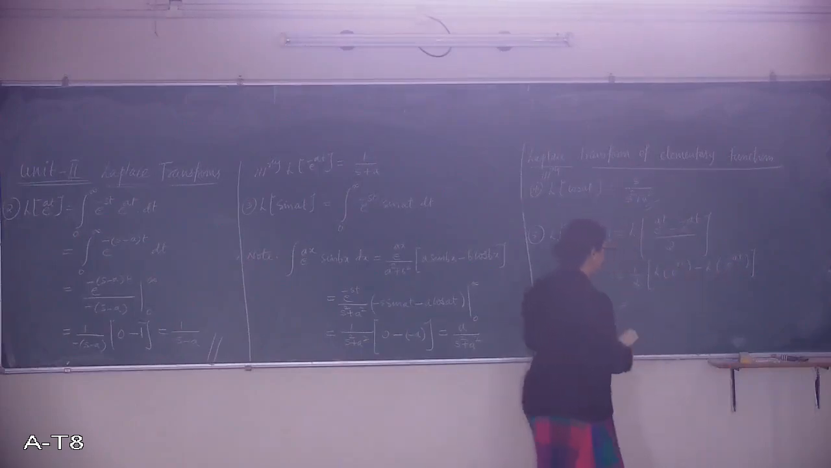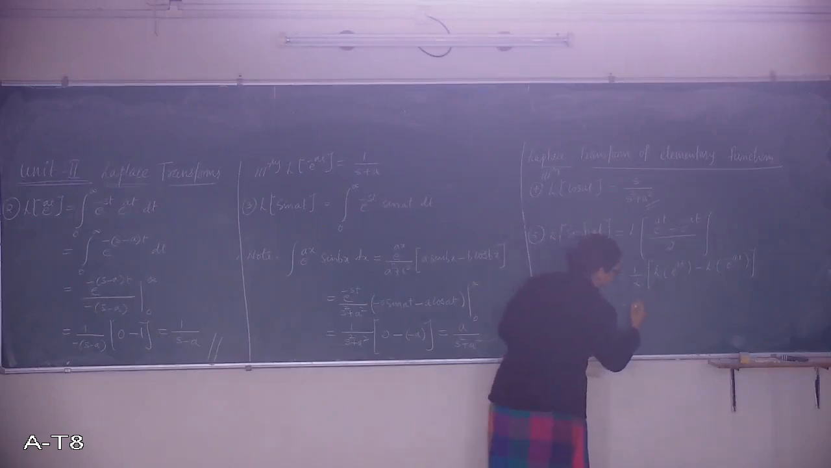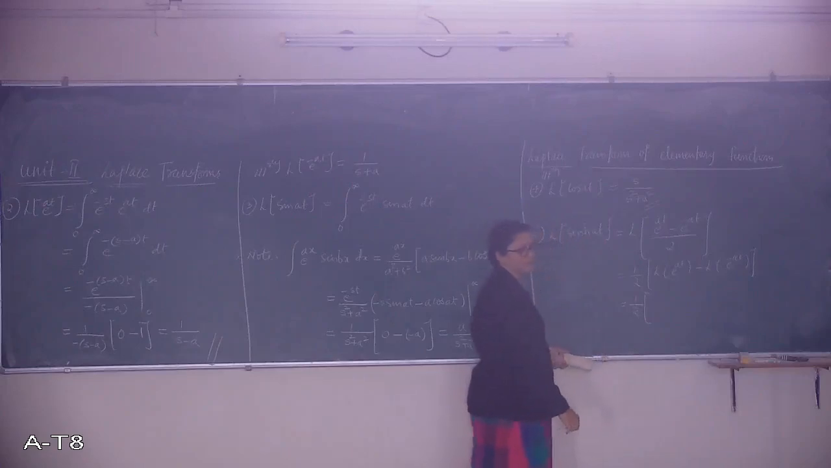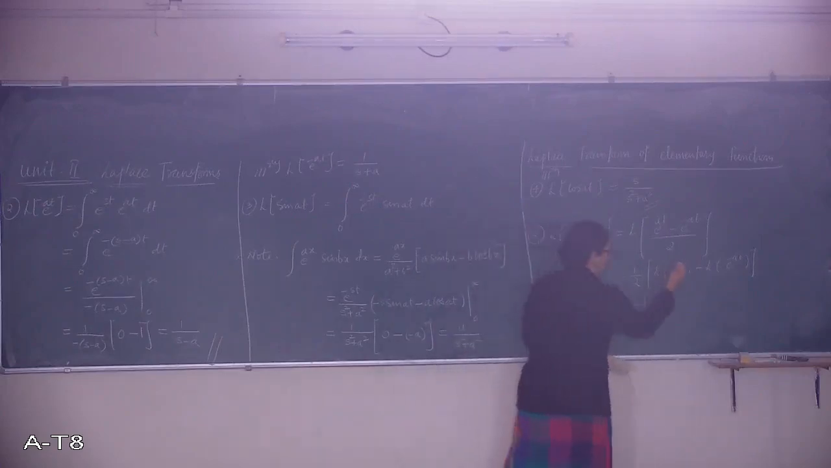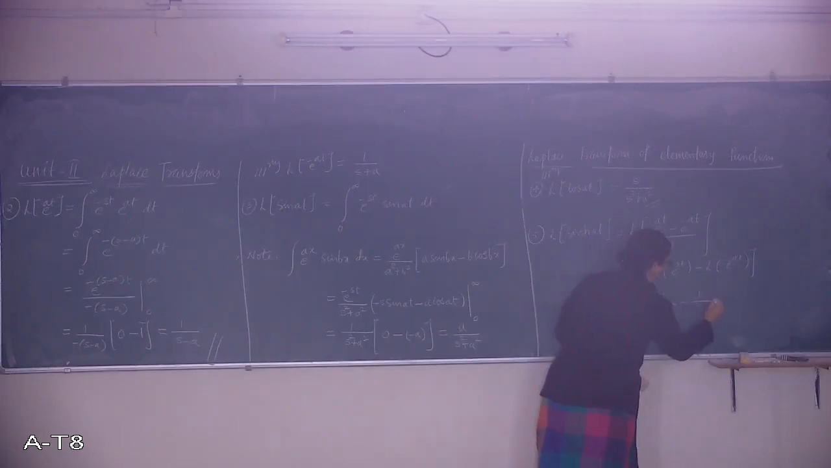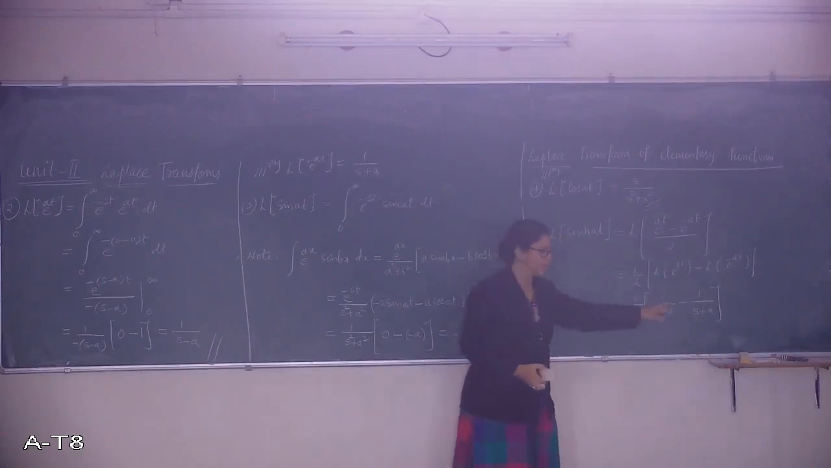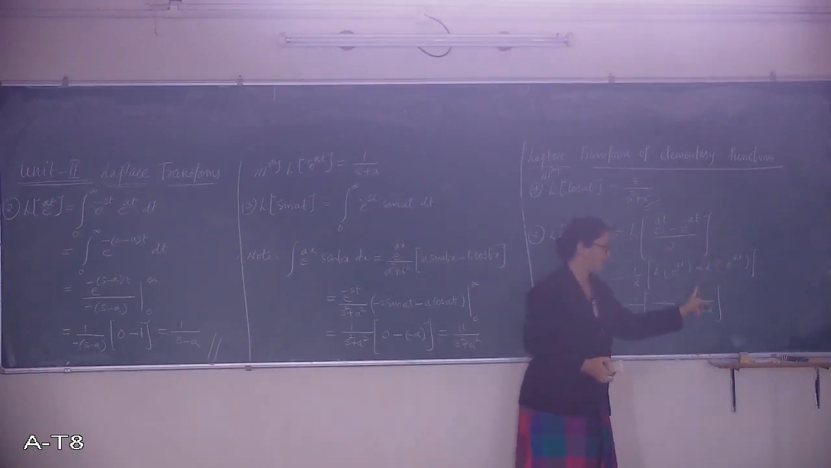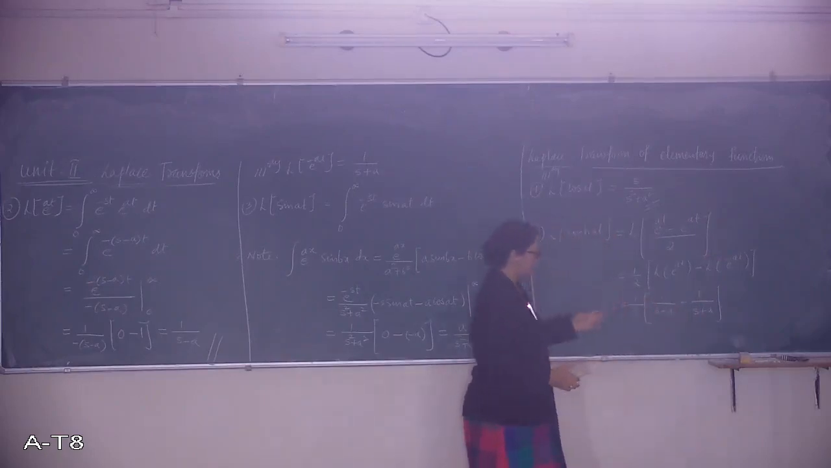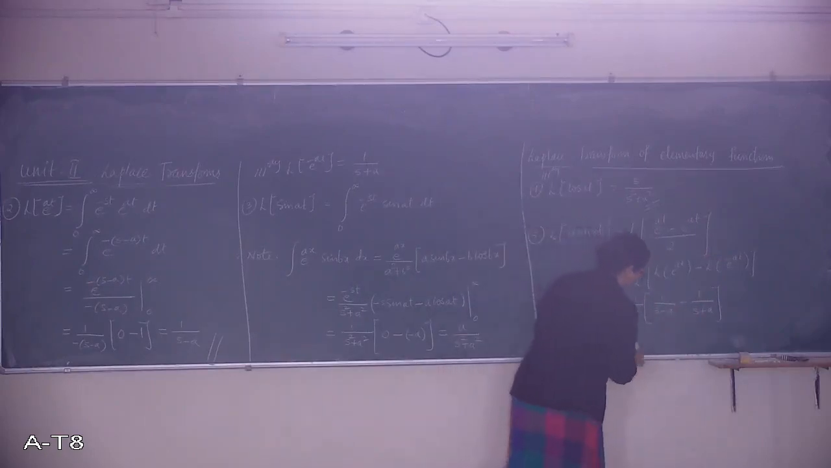Now we make use of that elementary function. So 1 by 2 into the bracket. Yes, this is how you have to use the elementary functions. Okay, results. So it is 1 upon s minus a minus 1 upon s plus a. So Laplace transform of e to the power at is 1 upon s minus a, minus Laplace transform of e to the power minus at, which is 1 upon s plus a. Now simplify this, take the LCM.